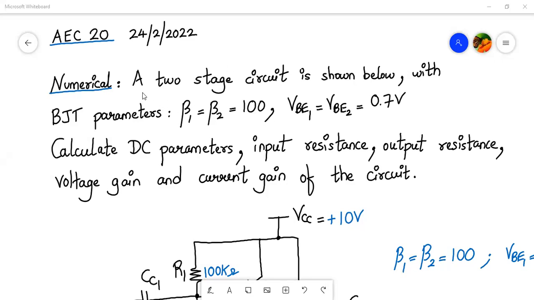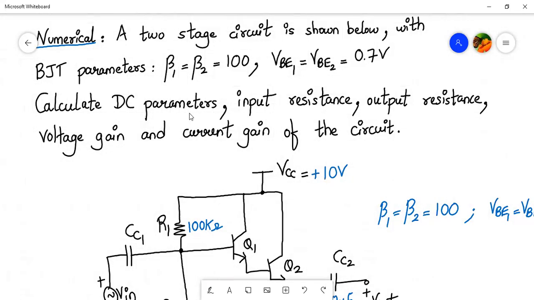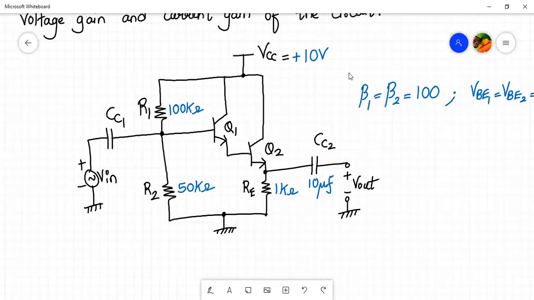So let's start. A two-stage circuit is shown below with BJT parameters beta1, beta2 given as 100, and VBE1 and VBE2 given as 0.7, and we are supposed to calculate the DC parameters, input resistance, output resistance, voltage gain, and the current gain of the circuit. So let's look at the circuit over here.